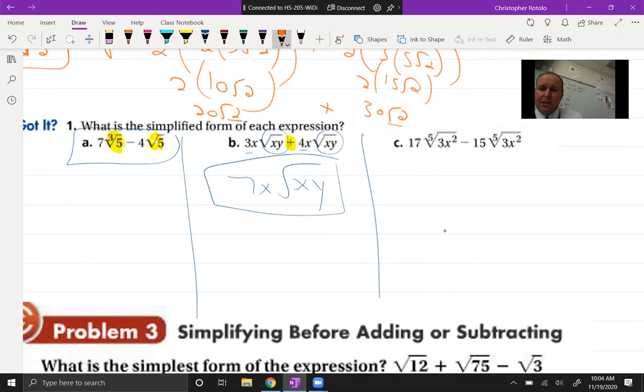All right, so 3x squared, and it's a fifth index. That means I will proceed and say 17 minus 15 is 2. It's 2 of what? Fifth root of 3x squared.